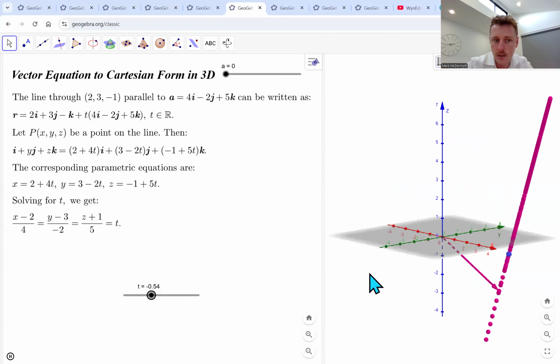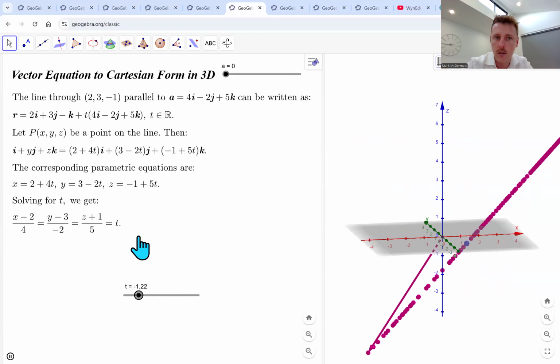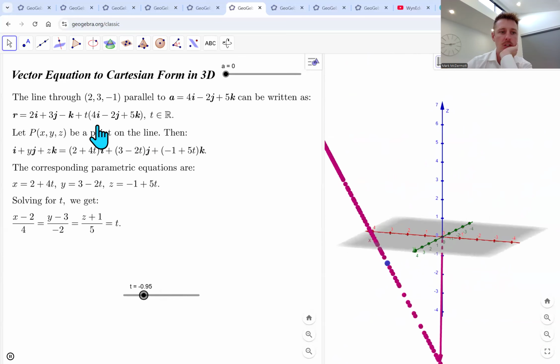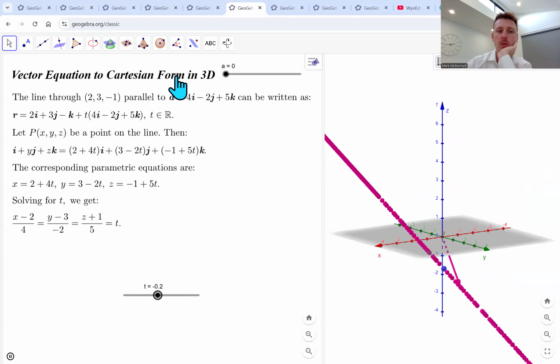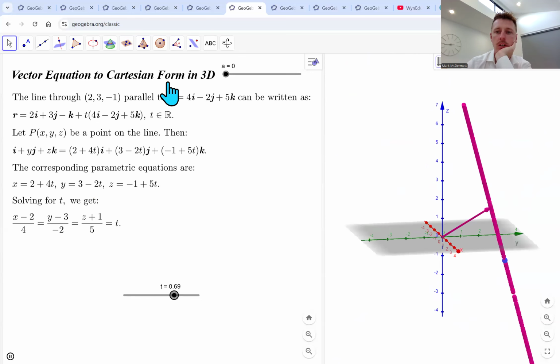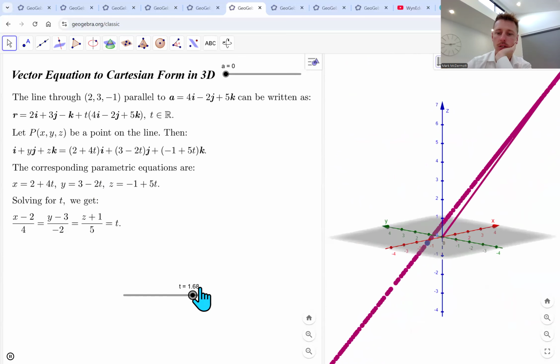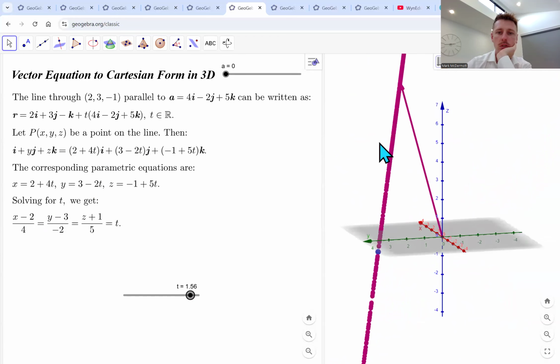And yeah, they're the three forms of that line. But yeah, hopefully that's making some sense. That is the vector equation to Cartesian form. Notice it doesn't say Cartesian equation because you can't define it with a single equation. You need multiple equations. Okay, so that's that.